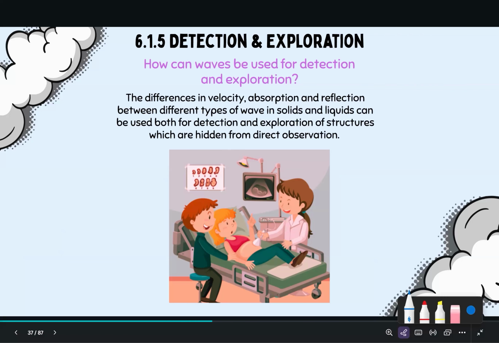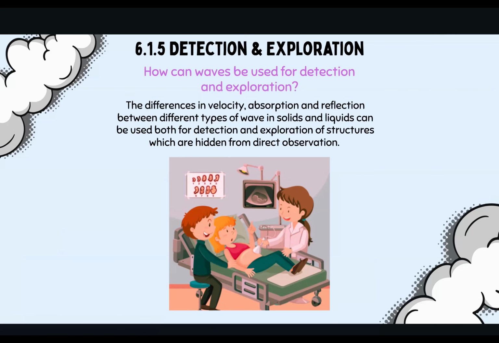How can waves, again, 6.1.5 is also a triple only topic. How can waves be used for detection and exploration? So the differences in velocity, absorption, and reflection between different types of waves in solids and liquids can be used both for detection and exploration of structures which are hidden from direct observation.